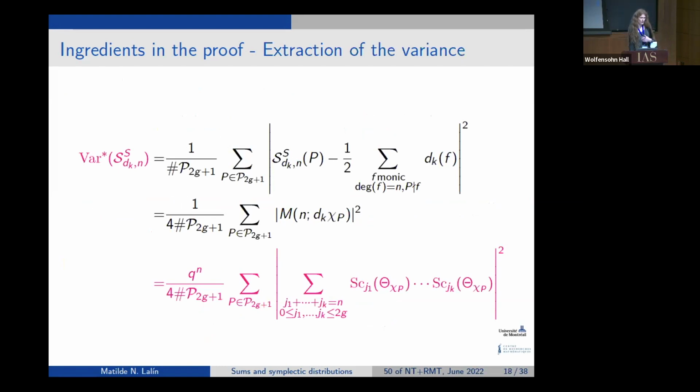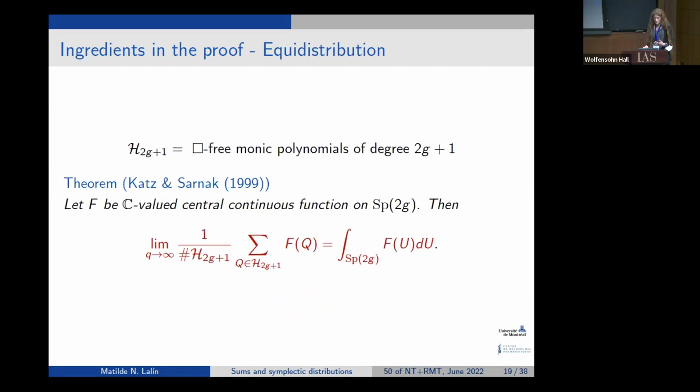Okay, so when we write the variance, like I said, we compute the variance by subtracting the main term in the mean. So then we end up with this sum of absolute value m squared. It doesn't have to be the absolute value, just a square. And then when we replace, we get this term that we had in the statement, except that we have a sum and not the integral. So to get the integral, we need a distribution result.